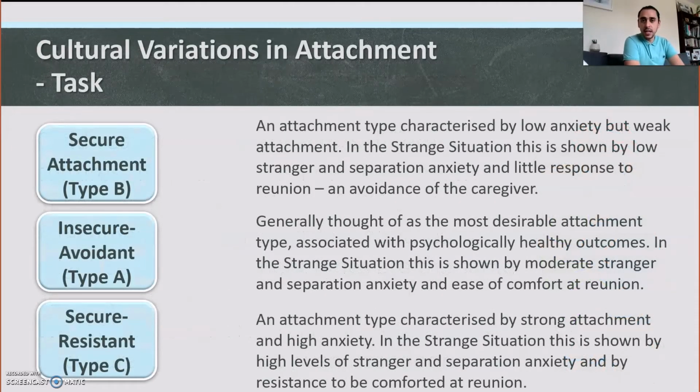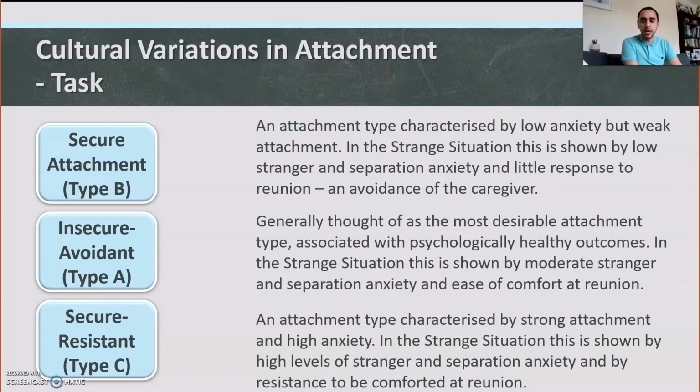Before we get started, can we match up the attachment type with the correct definition? Give that a go now, please. 3 attachment types: secure, insecure avoidant, insecure resistant. Can you match them up? Once you've given them a read, it's quite obvious. Let's start with the first one.